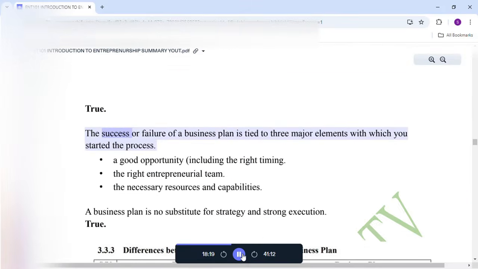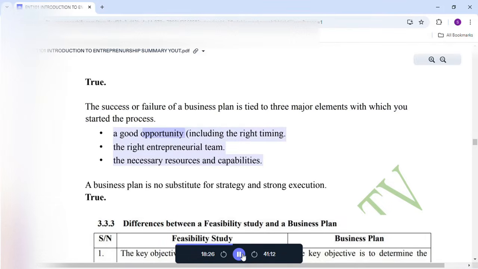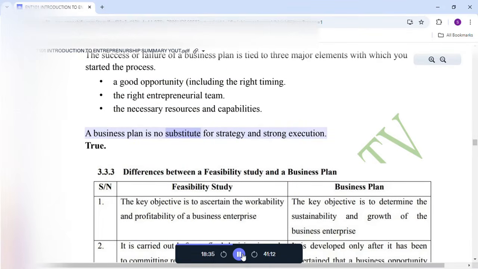The success or failure of a business plan is tied to 3 major elements with which you started the process: a good opportunity, including the right timing; the right entrepreneurial team; and the necessary resources and capabilities. A business plan is no substitute for strategy and strong execution.